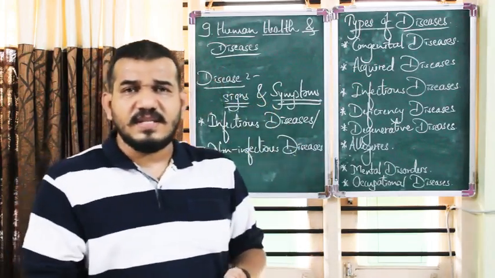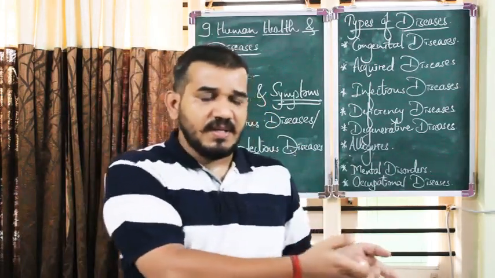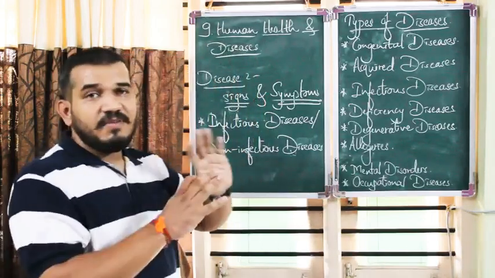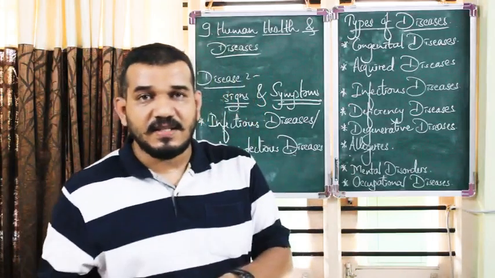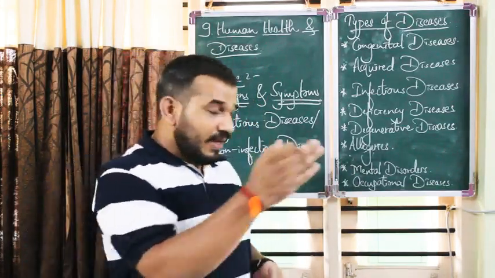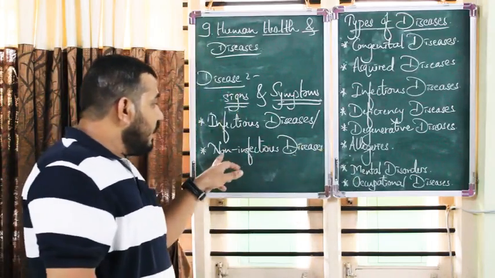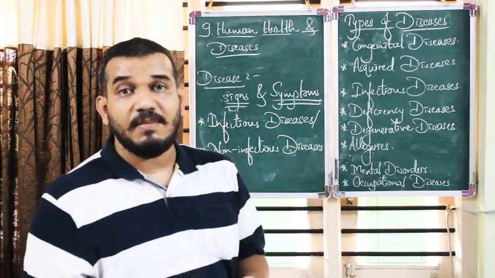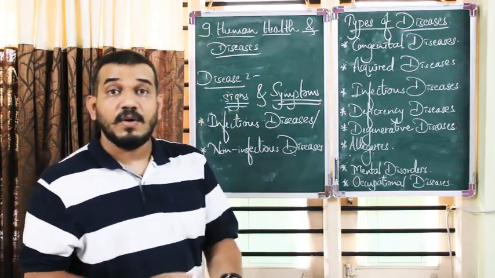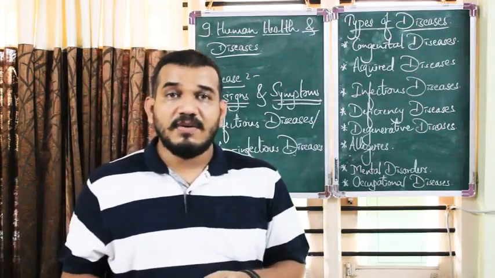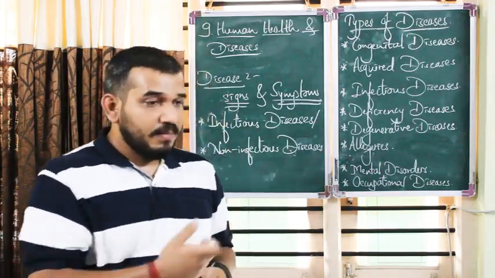What causes these diseases is another topic. We will be looking into that in the next video. But right now, these infectious diseases are the diseases which are transmitted from one person to another person. The second one, non-infectious diseases, or we may say non-communicable diseases. These are the diseases which do not spread from one person to another person.